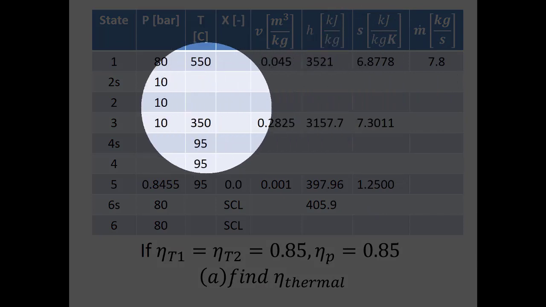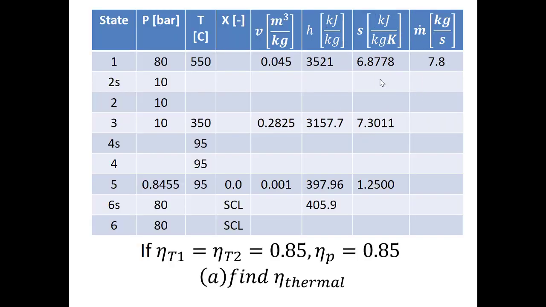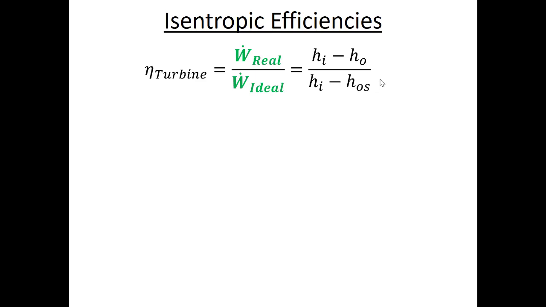Now, maybe I can use the isentropic efficiency of this turbine to find the real outlet, right? And if that's true, I know that the power developed by the real turbine is going to be less than the power developed by the ideal turbine. So this is W dot real over W dot ideal.